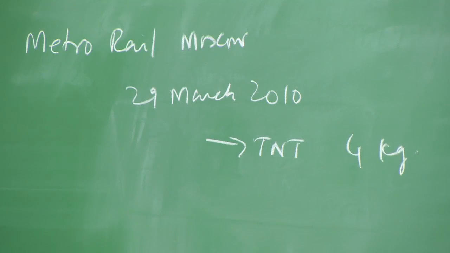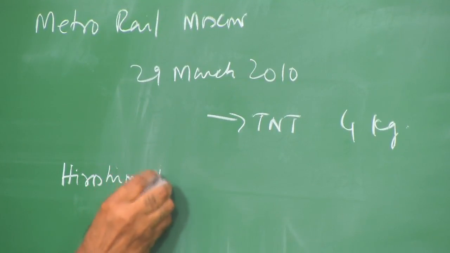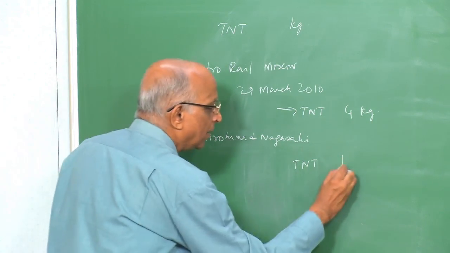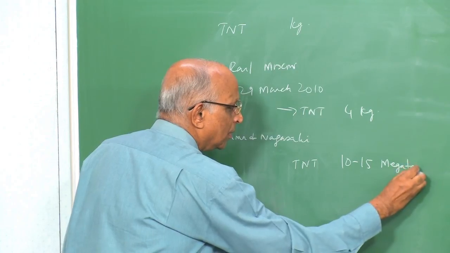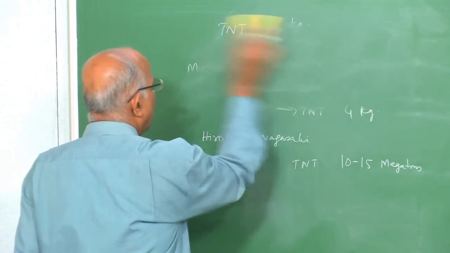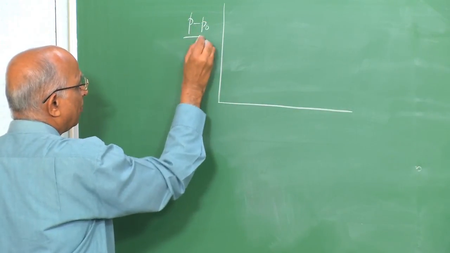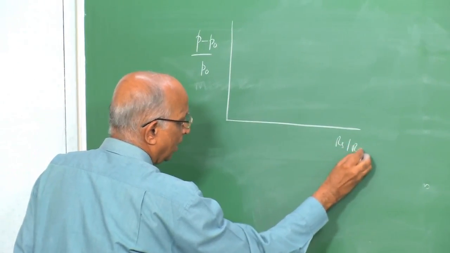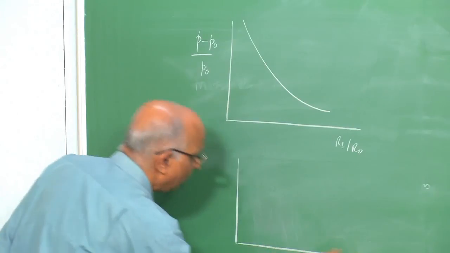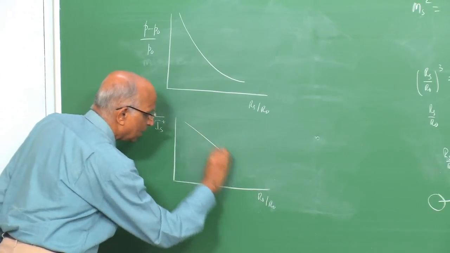Why look at this small example? The bomb dropped over Hiroshima and Nagasaki is said to have a TNT equivalence of between 10 to 15 megatons. Therefore, explosions are all categorized in terms of some equivalent mass of TNT. Recall that for blast waves and ideal explosions we had two figures: the overpressure, (P minus P naught) divided by the ambient pressure, versus Rs by R naught, and the non-dimensional positive specific impulse versus Rs by R naught.